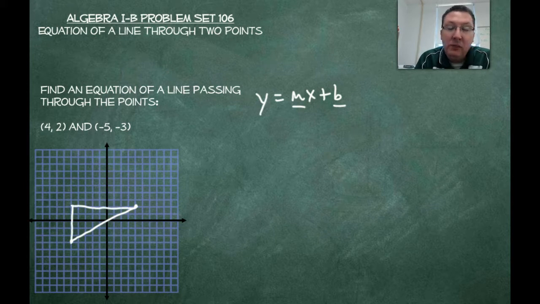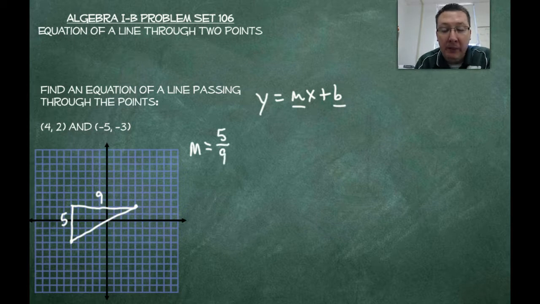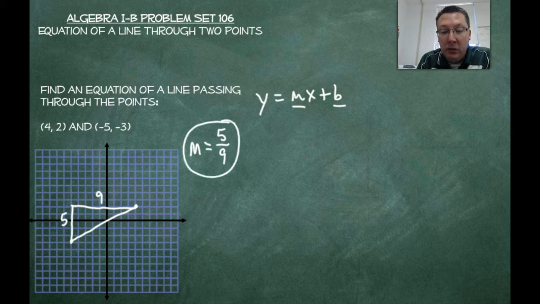So down here at -3 up to +2, that's a rise of 5. And from -5 over to +4, that is a run of 9. Now this line goes uphill from left to right, so that tells me my slope is positive, and it is up 5 over 9.